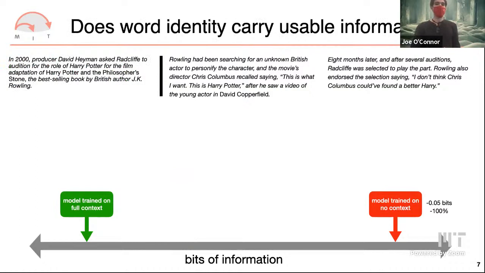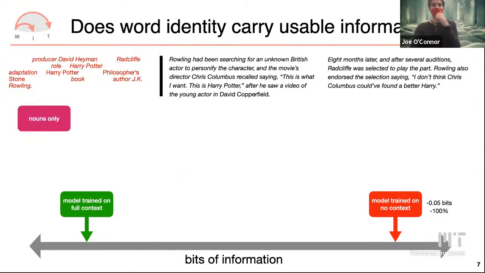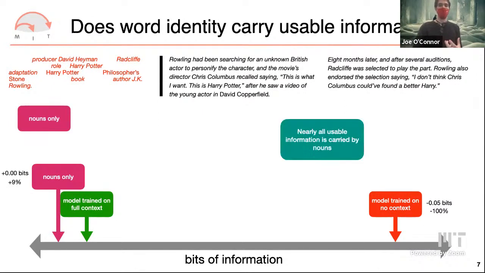What about word identity? If we only give the model access to a particular type of word, say nouns, will that context still be informative? The answer seems to be yes. In fact, we have this very striking result that deleting everything but nouns from the long-range context improves model performance by 9%. So in addition to all of the usable information being preserved, we actually see a performance boost, which we attribute to a reduction in overfitting.